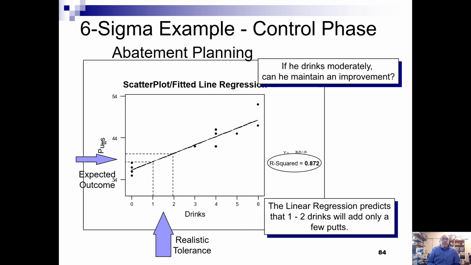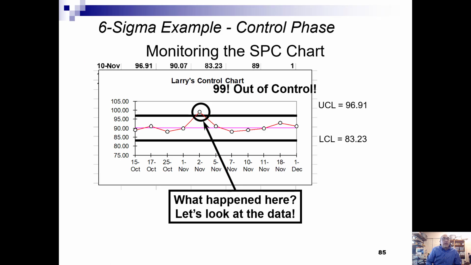For abatement planning, if Larry can drink moderately, can he maintain an improvement? The linear regression predicts that 1 or 2 drinks will only add a few putts. Monitoring the SBC chart. What happened here? According to the control chart, he shot a 99. It's out of control. Let's look at the data.